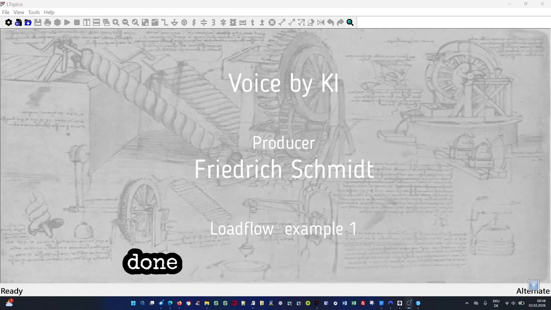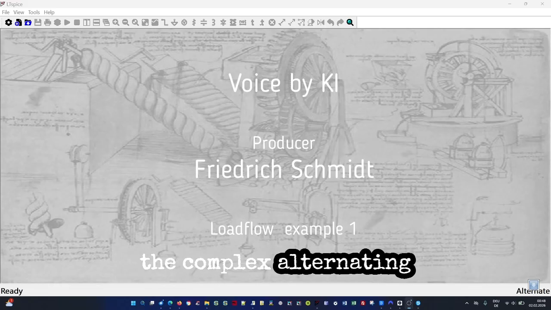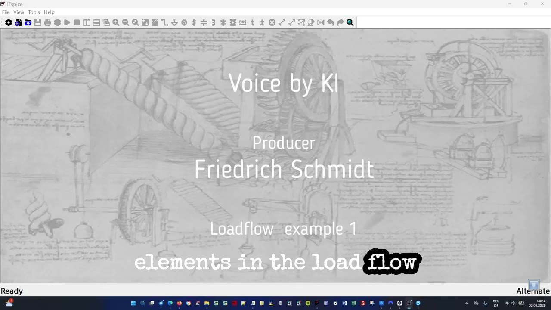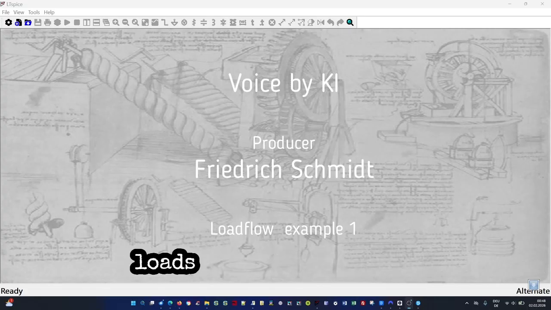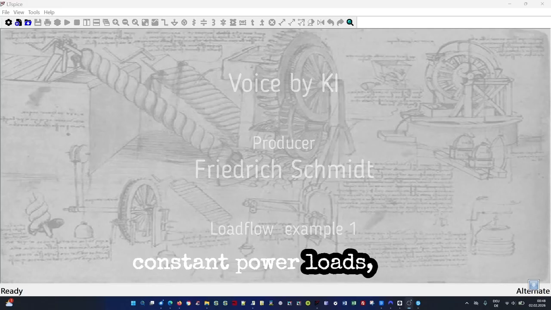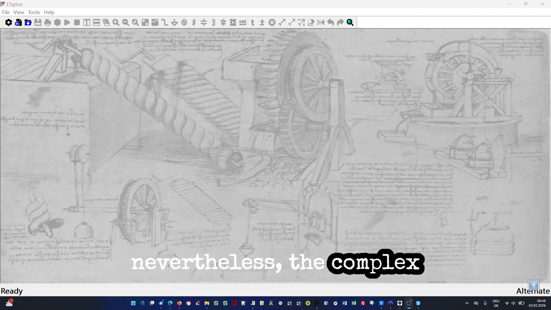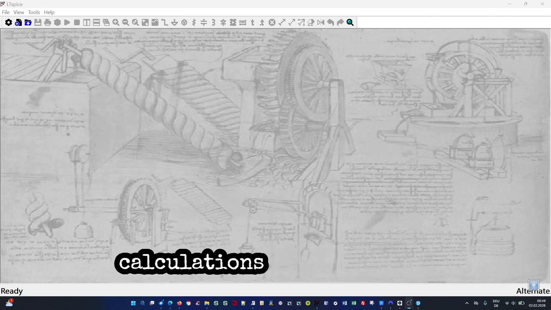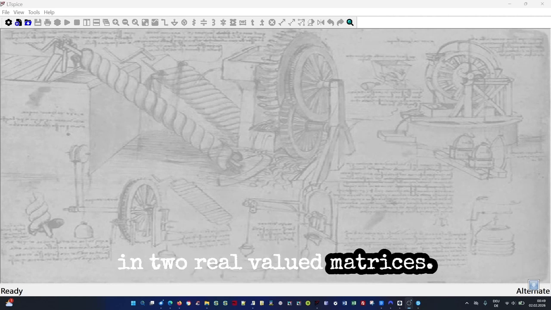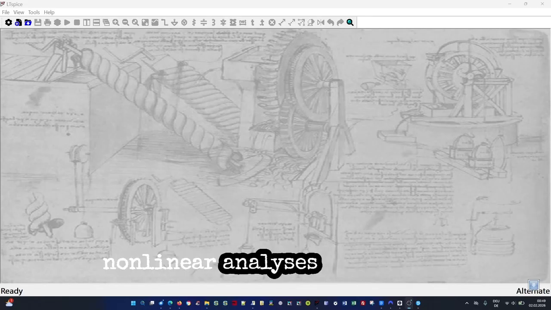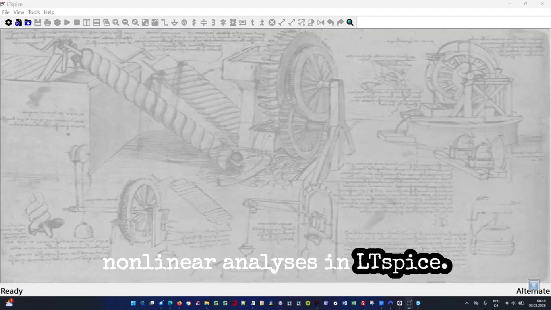Normally this is not to be done with LTSpice because the complex alternating current analysis in LTSpice is linear, but some elements in the load flow calculation are not linear. This is especially true for loads that are modeled as constant power loads and therefore do not depend linearly on the voltage. To be able to calculate nevertheless, the complex matrix system for load flow calculations is transferred into two real-valued matrices. After that, the simulation can be carried out with the three nonlinear analyses in LTSpice.